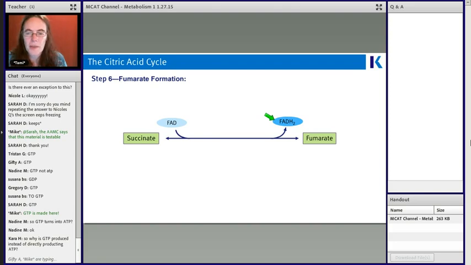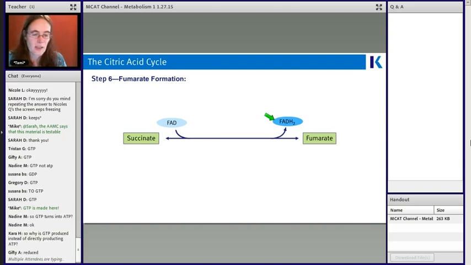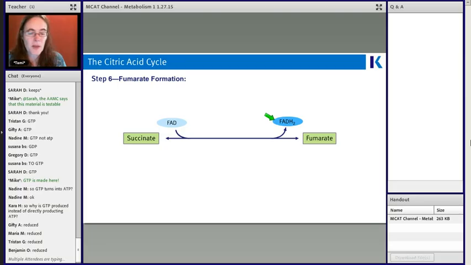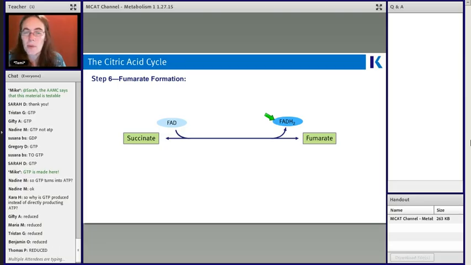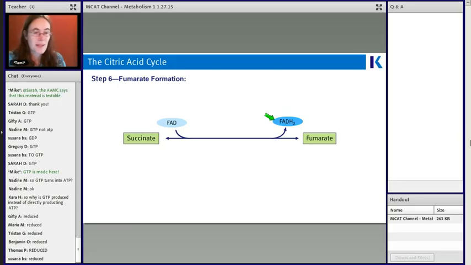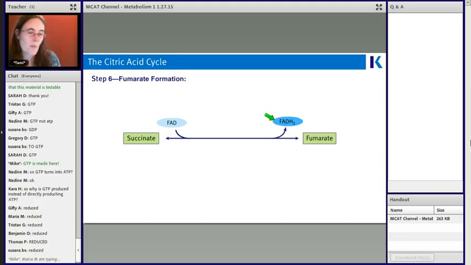While you guys are typing in what's happening to my FAD, Kara's got a great question. GTP is produced instead of directly producing ATP. You have to remember that our mitochondria came from aerobic bacteria. So though it's hard for us to use, it was a thing that was created long, long before we were. Okay, so we just have trouble using it. Does that make sense?